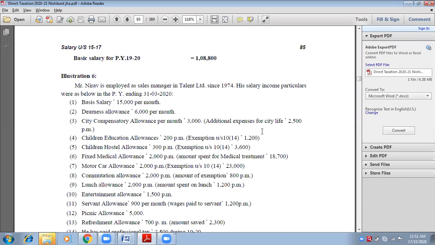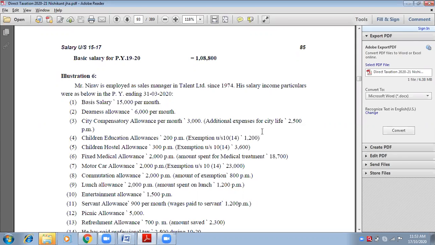Okay, let's change the example. If you have received educational allowances for three children, then the exemption limit will be only up to 2 children, because as per section 10 subsection 14, the maximum limit will be available for up to 2 children. After 2 children, you will not be gaining any exemption benefits.